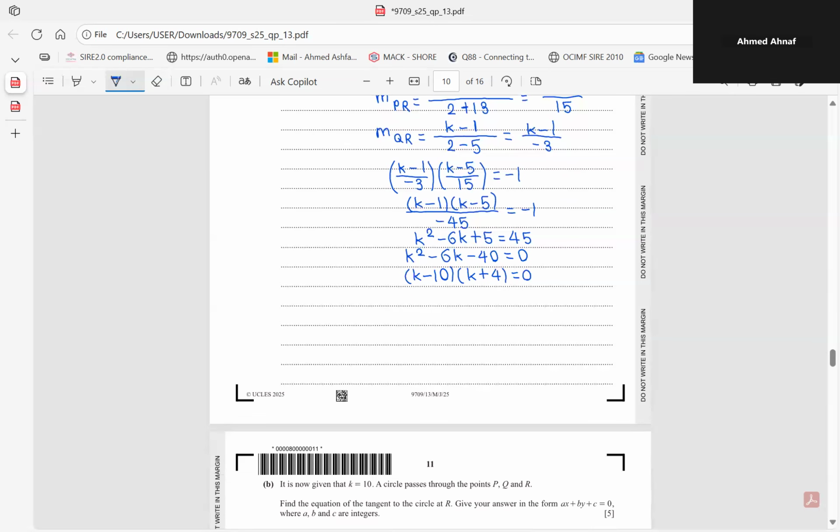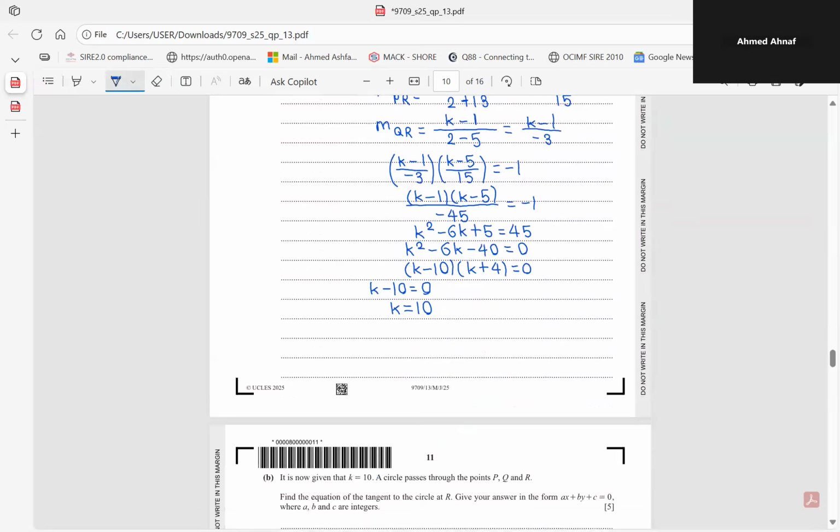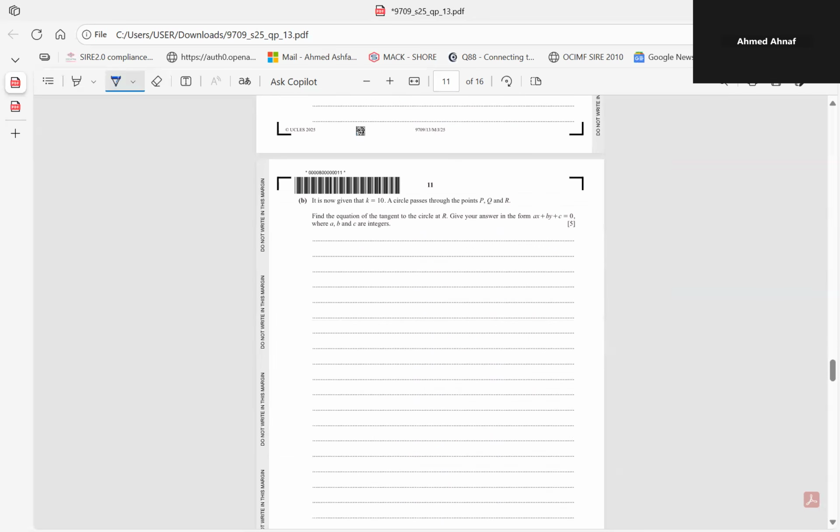So equate each factor to 0. So k minus 10 equals 0. We get k equals 10. And that's the required answer that we're required to show at the start. So shown. And the other value would just be k plus 4 equals 0, also known as k equals minus 4. So these are our two final answers for this part. Let's head on to the next part.